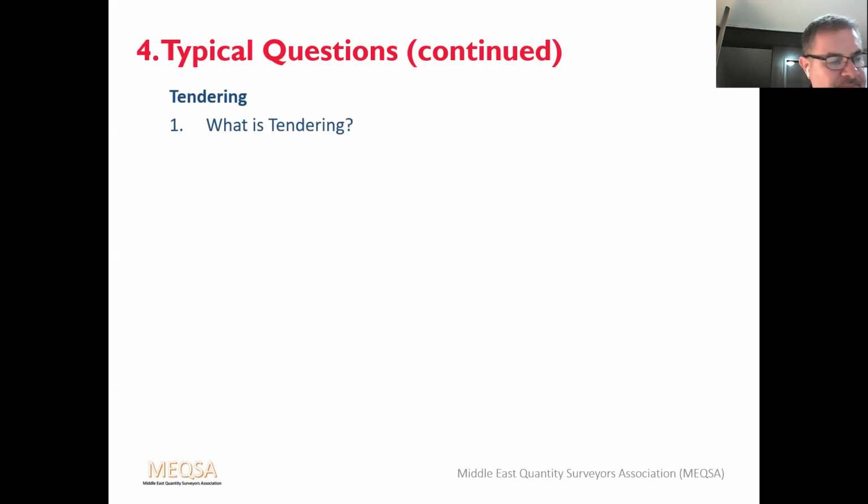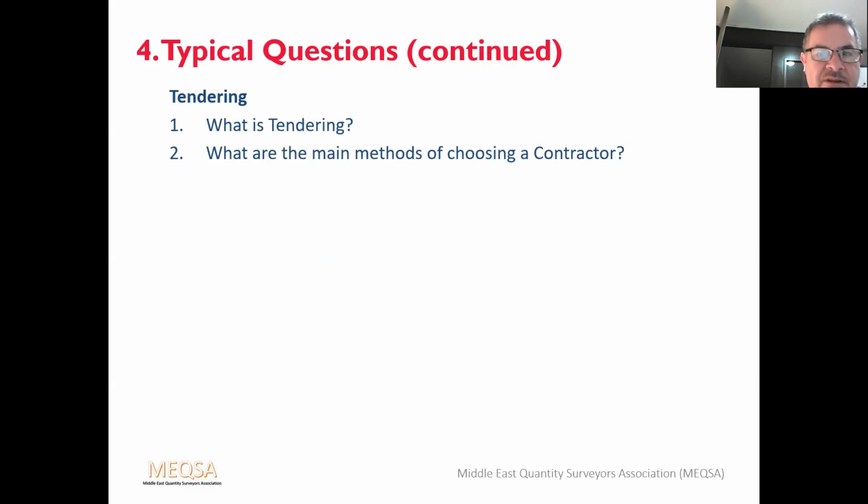So what is tendering? Tendering is a method of obtaining the resources necessary to carry out required work. It's a simple answer. What are the main methods of choosing a contractor? Well, there's open tendering, there's selective tendering, which can be single or two-stage. There's nomination or negotiation. There's serial tendering, and there's joint ventures. That's the 5 main types, I would say. If you can list these 5, that's fine.